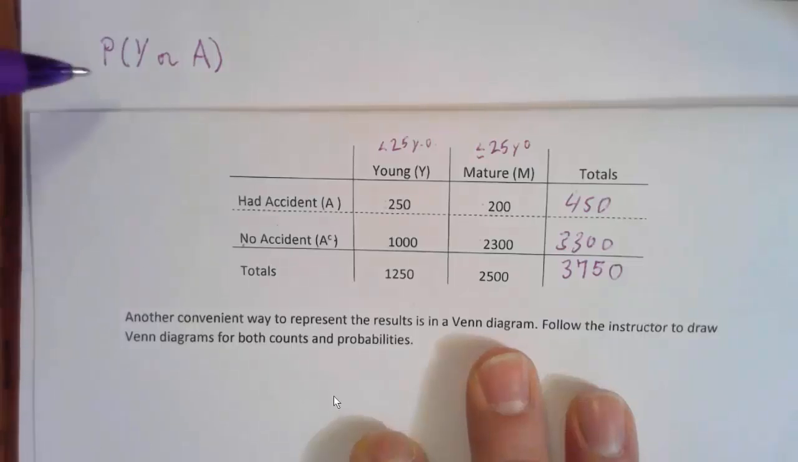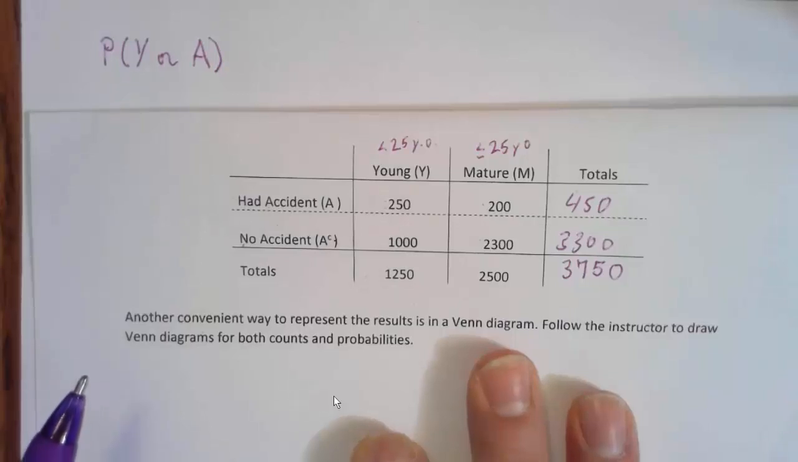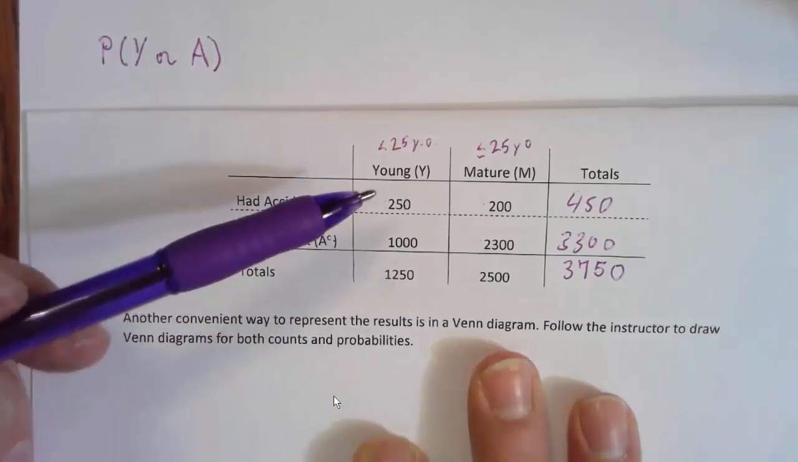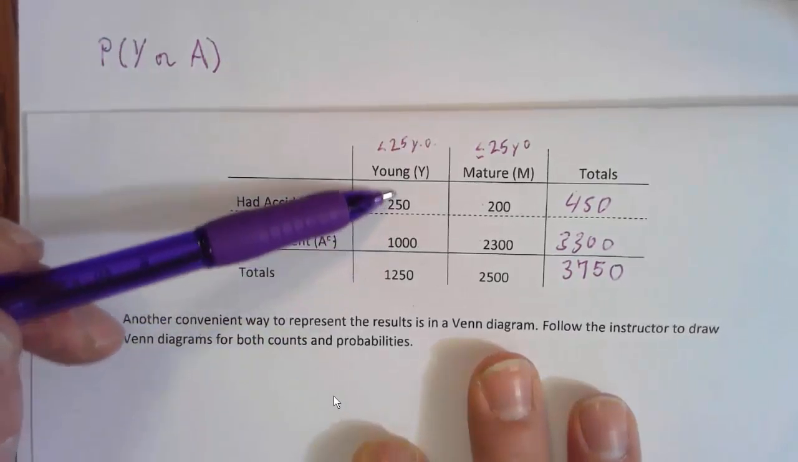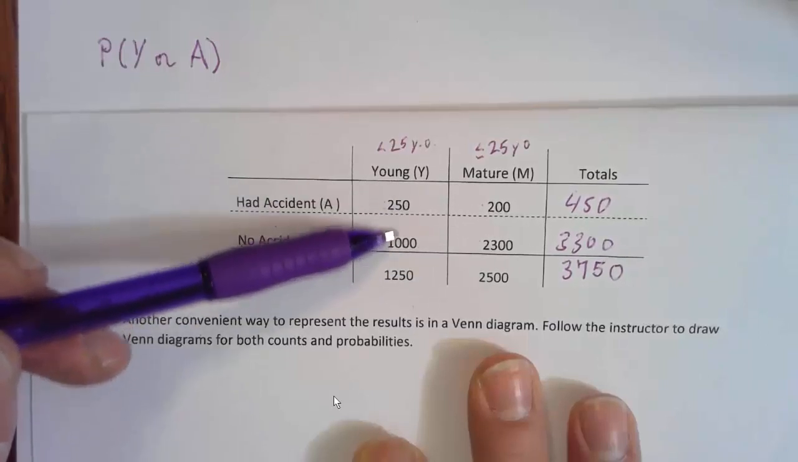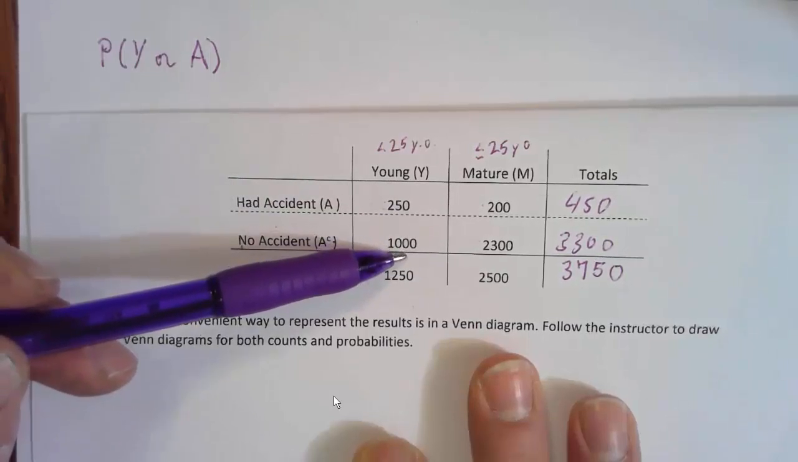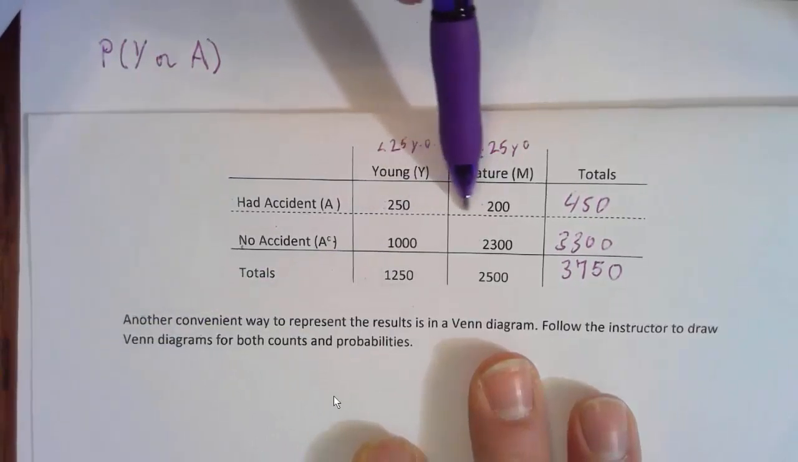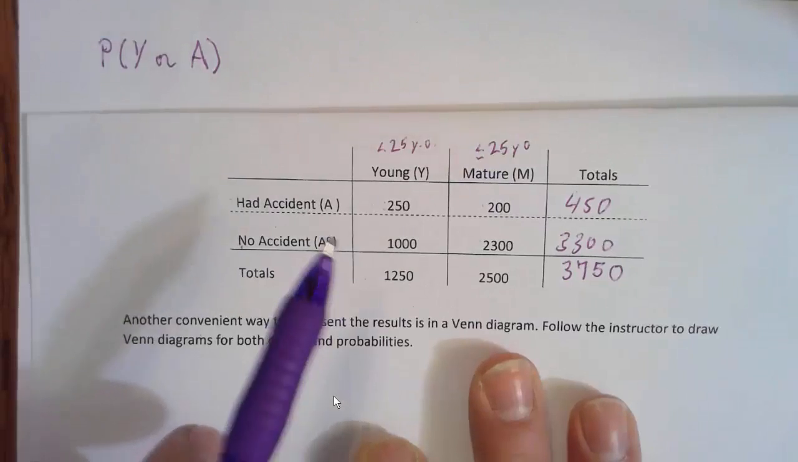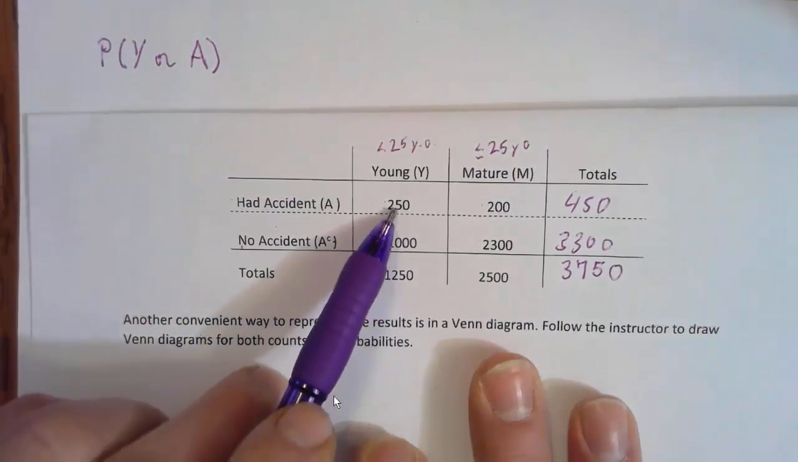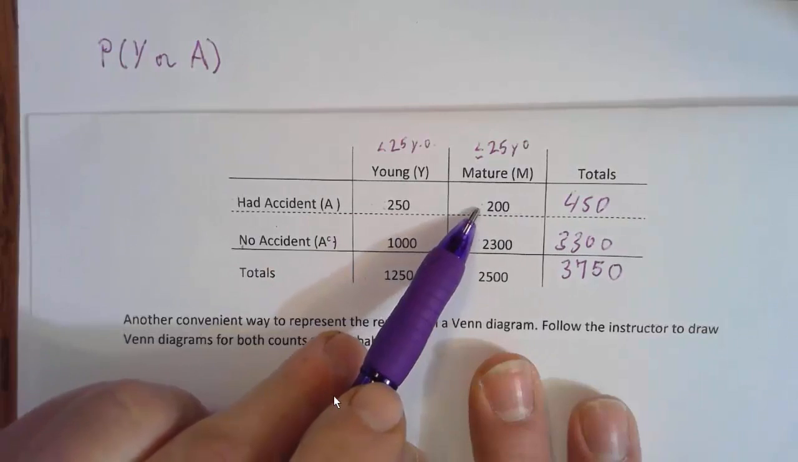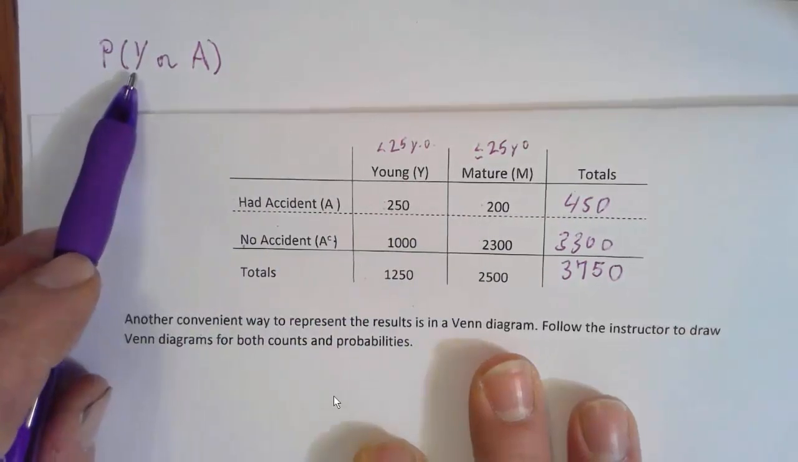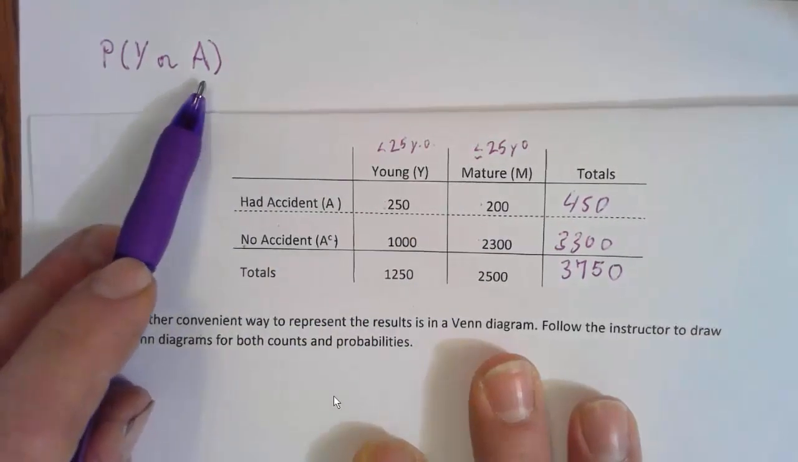Let's start with the probability of y or a. Now there are two ways to get this. The first is to get it from the interior of the table. The event that a customer is young is from these two cells. The event that a customer had an accident is from these two cells. We can see then that there are three cells, 1,000, 250, and 200, that are contributing to the probability that a customer is either young or had an accident.